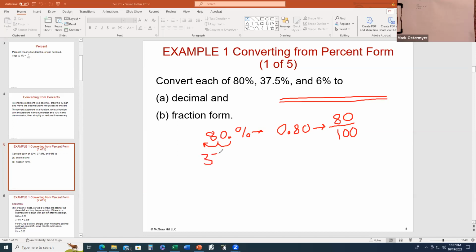37.5%. Want to turn this into a decimal. This is not a decimal. This is a decimal percent. We want to turn it into an ordinary decimal. So the decimal point goes 2 places to the left as we drop our percent symbol. So as a decimal, it's 375 thousandths. That's now a decimal.